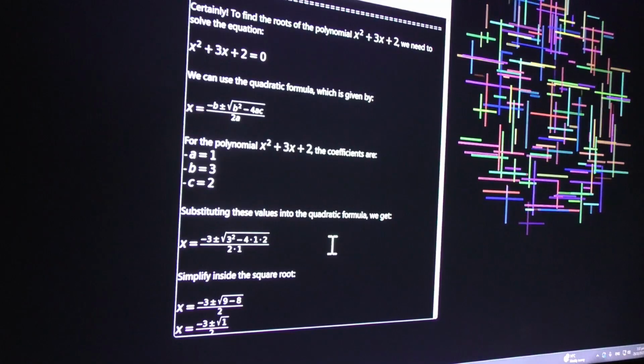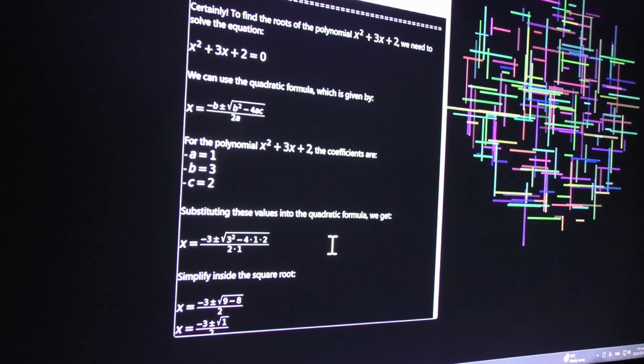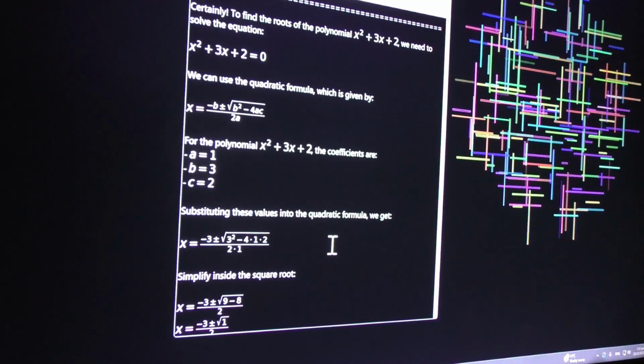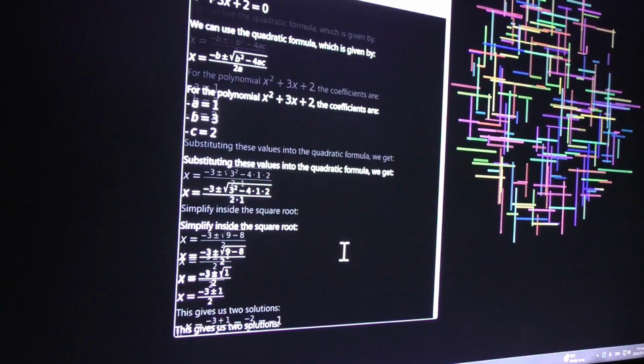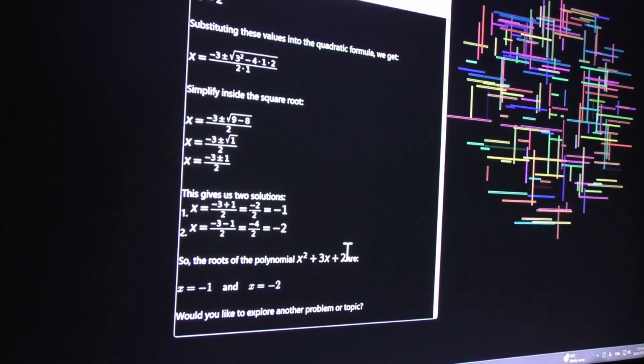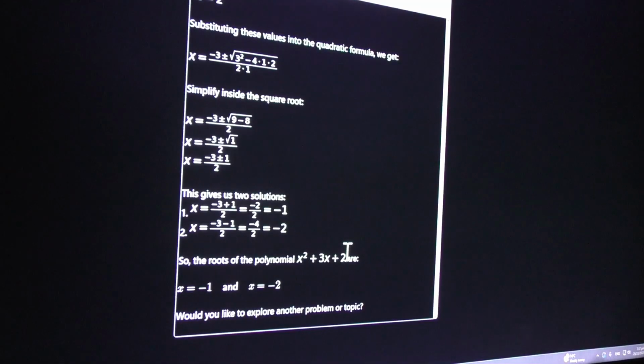We can use the quadratic formula, which is given by x equals minus b plus or minus square root of b squared minus 4ac over 2a, for the polynomial x squared plus 3x plus 2. The coefficients are a equals 1, b equals 3, c equals 2. Substituting these values into the quadratic formula, we get the answer, of course, minus 1 and minus 2.